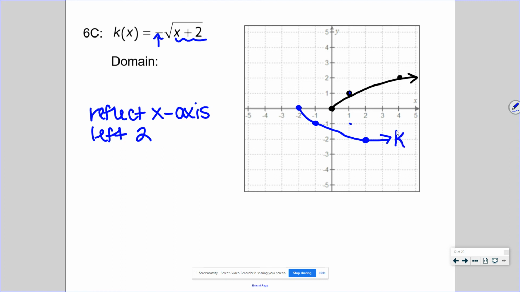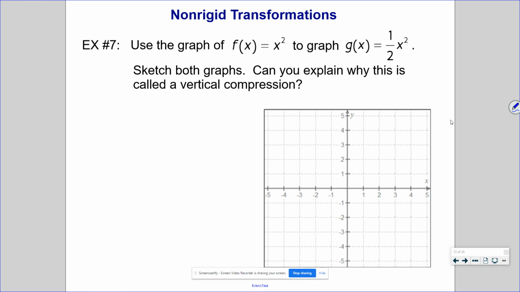Okay, that's called k of x. Domain is x value to x value. So this one is looking like negative 2 to infinity. I'm going to pause here and go to another video to show stretches and compressions.